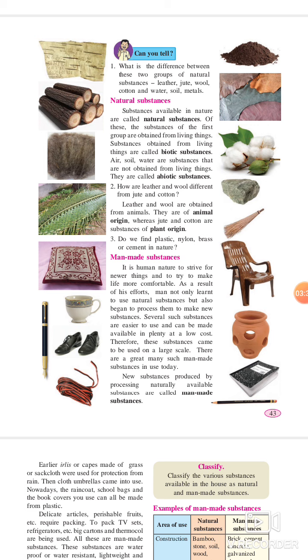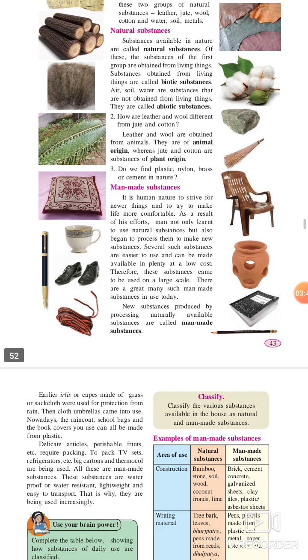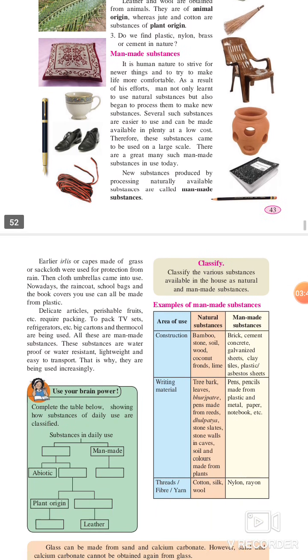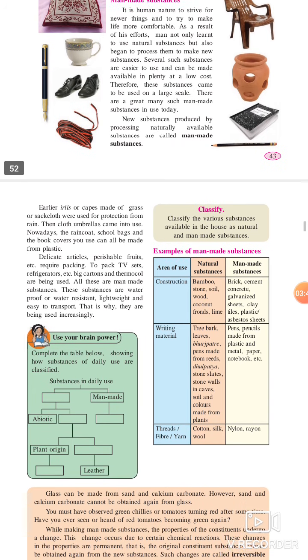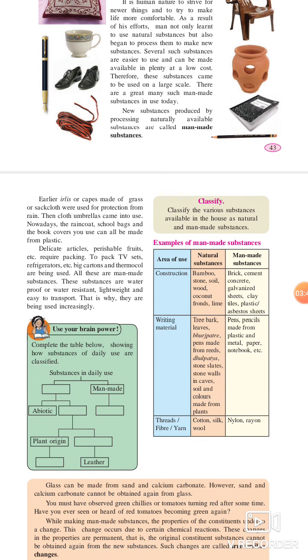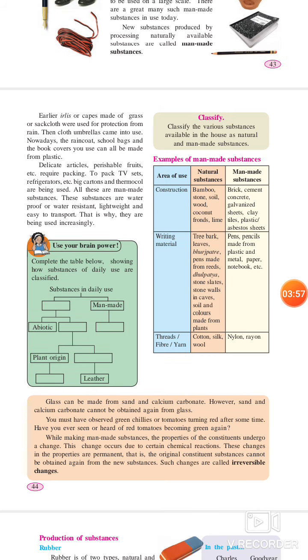For example, by using so many natural factors we make plastic, and we are using plastic for so many different things like TV sets, refrigerators, etc. Big curtains and thermocols are being used. All these are man-made substances. These substances are waterproof, water resistant, and light in weight. So there are so many different things which are made up of man-made substances.